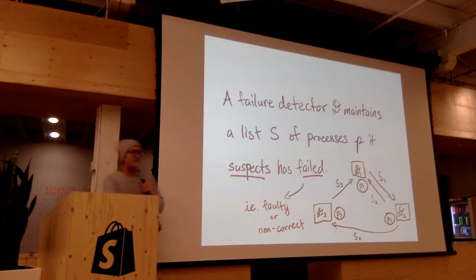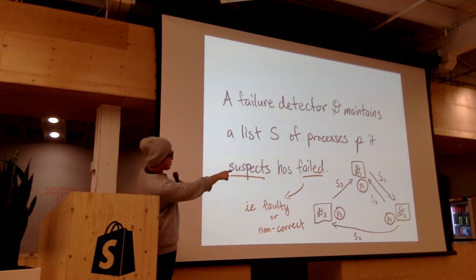So here's how I tried to describe a failure detector. A failure detector D maintains a list S of processes P it suspects have failed. Failed means that the process has crashed, and when a process crashes, we assume it doesn't restart. We just don't let it restart. Or the process is for some reason faulty, so it might be really slow, or the network in between might have just collapsed and you never got the reply that it sent. So it keeps a list of nodes it thinks have failed, ignoring the network system.